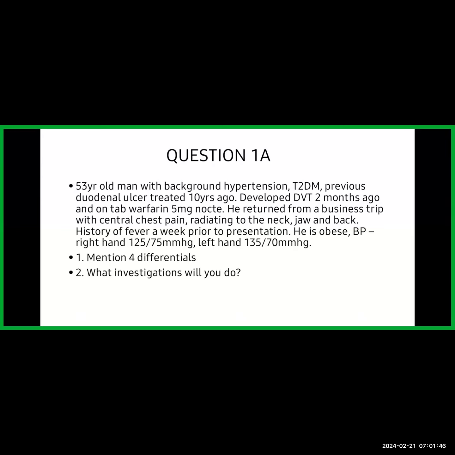So the questions are: 1, mention 4 differentials. 2, what are the investigations you'll do? 3, an ECG is given, which showed sinus tachycardia, ST segment elevation in leads V1 to V5. Pathological Q wave was seen in leads 2, 3, and aVF, and ST segment depression in leads 2, 3, and aVF. So another questions follow. What is your likely diagnosis now after giving an ECG? Question number 5 reads, mention 3 abnormalities in the ECG. And number 6 says, how will you manage this patient?